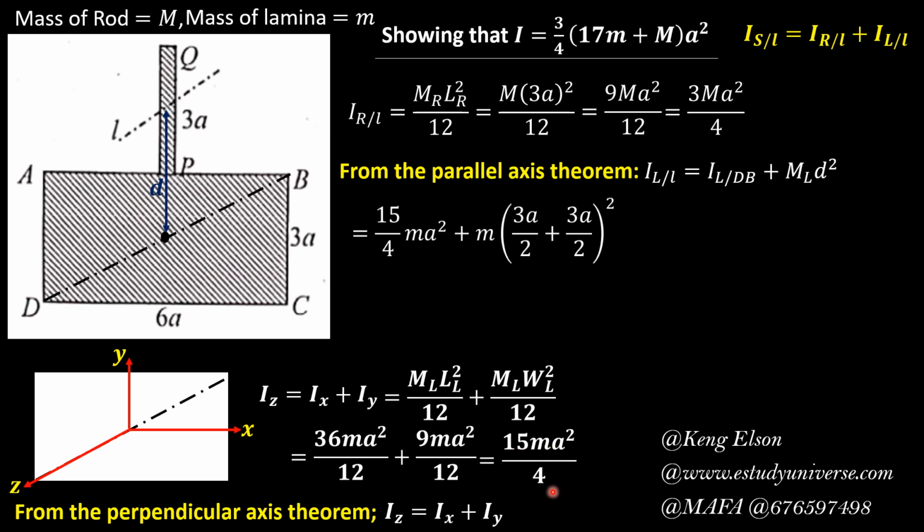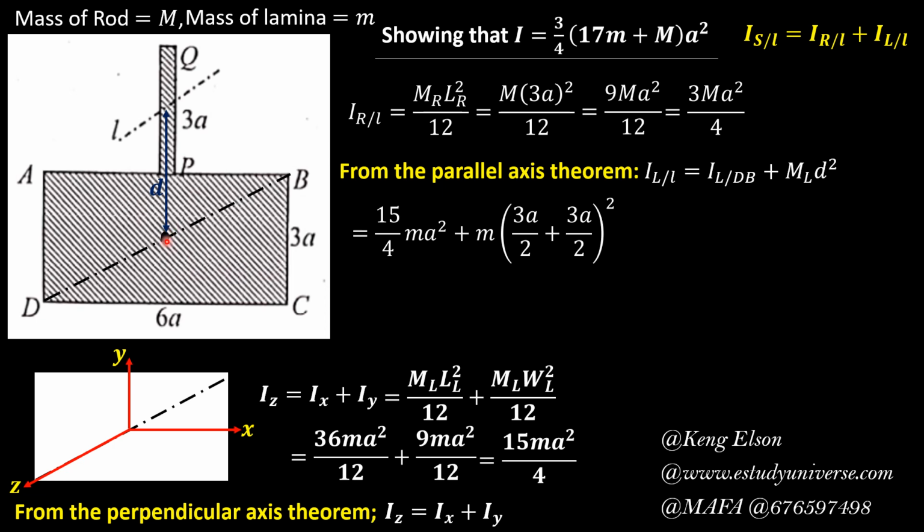So what is going to be the moment of inertia of the rectangular lamina about the axis L? Now we have already found this: Iz here is simply the moment of inertia of the rectangular lamina about the diagonal, which is dB. So I've just replaced this quantity here with 15 ma squared divided by 4. The mass of the lamina is small m. Now what is the distance d? It is the distance separating this diagonal and the axis L.